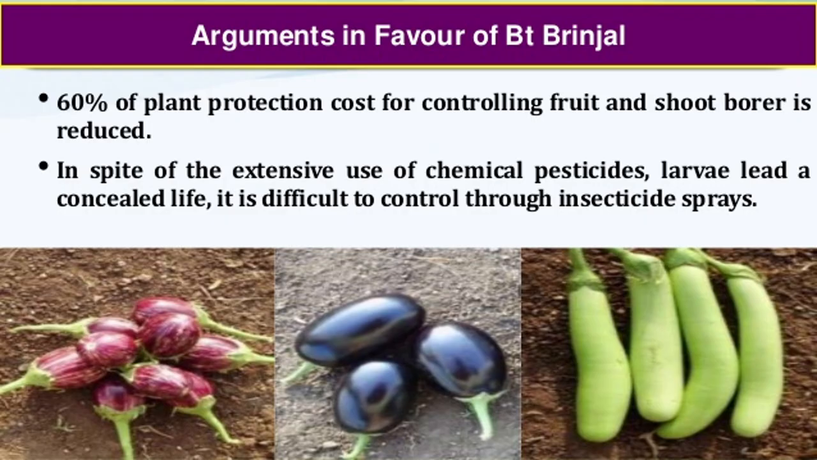In spite of extensive use of chemical pesticides, the larvae lead a concealed life. It is difficult to control through insecticide spray. So it's a very difficult pest actually, the fruit and shoot borer. So here BT toxin plays a very important role.